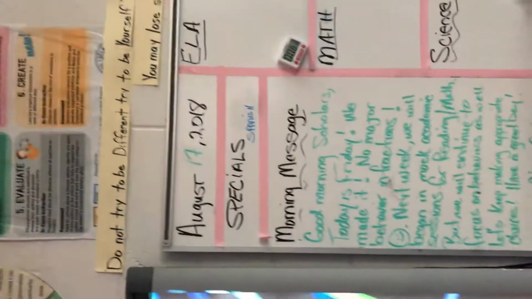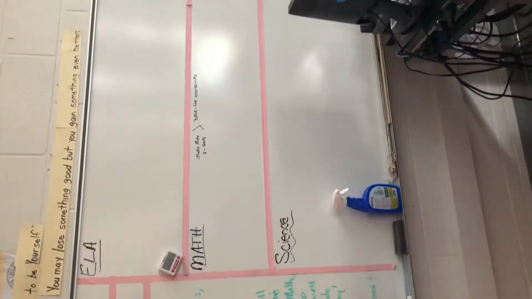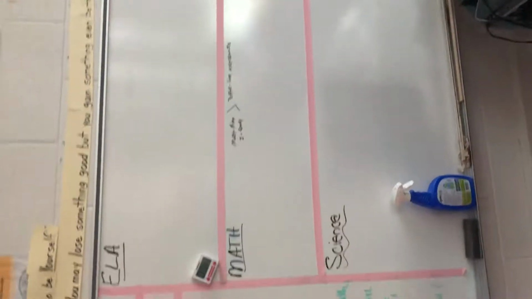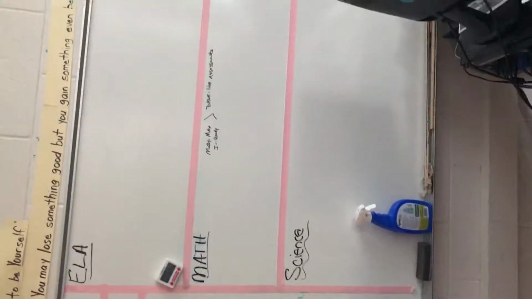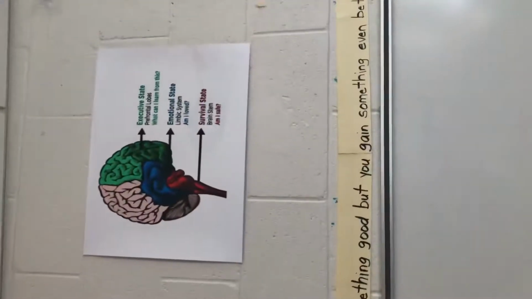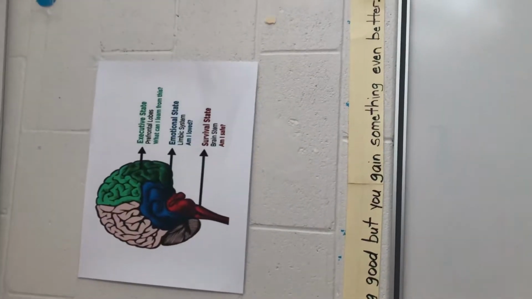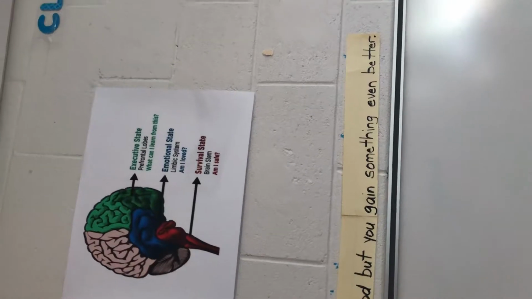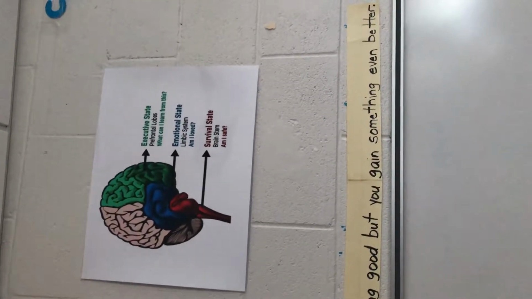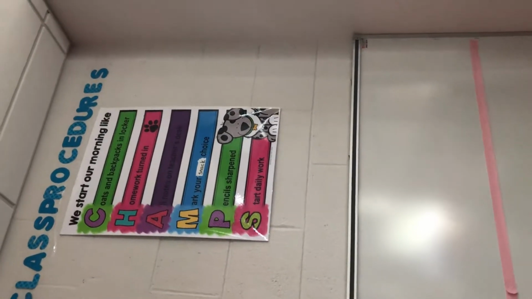I always have a morning message. Of course, you have what is listed, so what you are going to teach as far as your objective for math, reading, and science. I love this piece right here because it lets the students know about their brain and the state which their brain is in. There are 3 states of brain according to conscious discipline. With that being said, I always have procedures for students to look at.